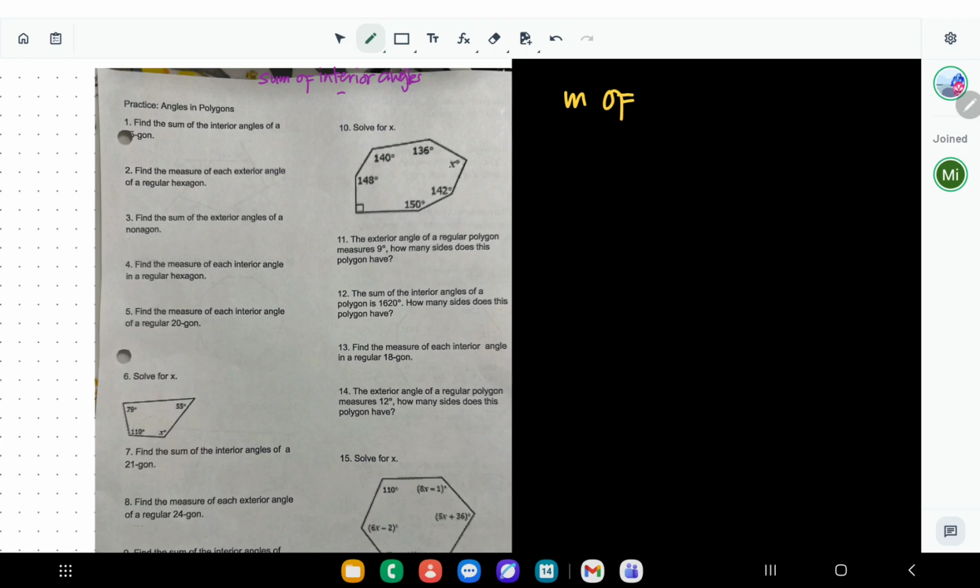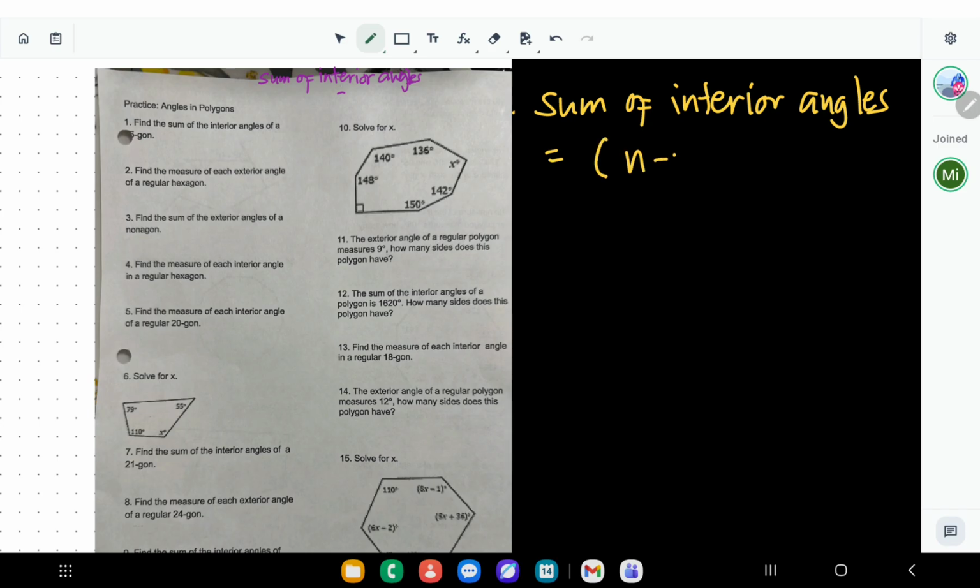Sum of interior angles. That is just the number of sides minus 2 times 180 degrees. Is that the formula you have there?